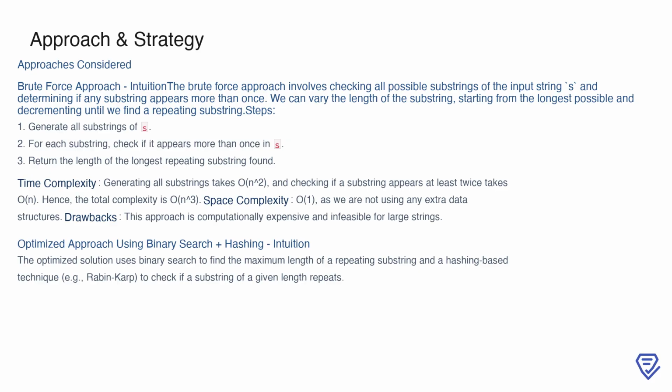However, this approach has significant drawbacks. The time complexity is O(n) cubed, because generating all substrings takes O(n) squared, and checking if a substring repeats takes O(n). Additionally, this approach does not use any extra data structures, so its space complexity is O(1). While simple, this method becomes computationally expensive and impractical for large strings, making it unsuitable for efficient problem solving. To address this, we turn to an optimized approach that combines binary search and hashing.